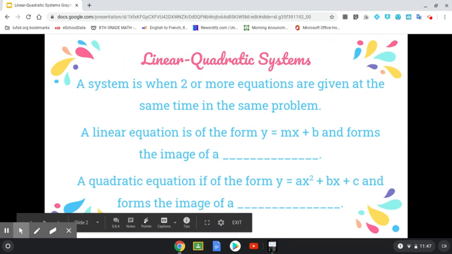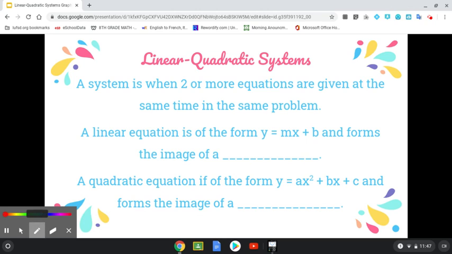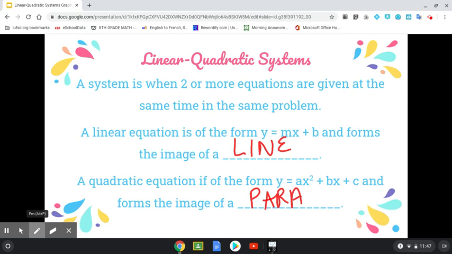So the first thing is, don't forget, a system is when you have two or more equations given at the same time in the same problem. A linear equation in the form y = mx + b forms a line, and a quadratic equation in the form y = ax² + bx + c forms a parabola. So what we're going to be doing today is solving a system with these two types of graphs. Okay, pause the video, make sure you get it down.